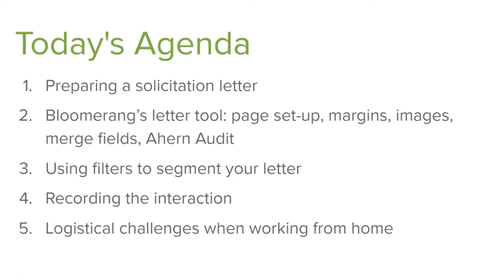Now, today's agenda for this class, we're going to be going over how to prepare a solicitation letter. We're going to be digging into Bloomerang's letter tool, specifically page setup, margins, images, inserting merge fields, using the Ahern audit. A really important element, because we're talking about appeal letters, is using filters to segment our appeal so that we can send out different versions to different groups of donors. We're also going to touch on recording that interaction in Bloomerang so you can go back and see on the person's record that they received the letter.